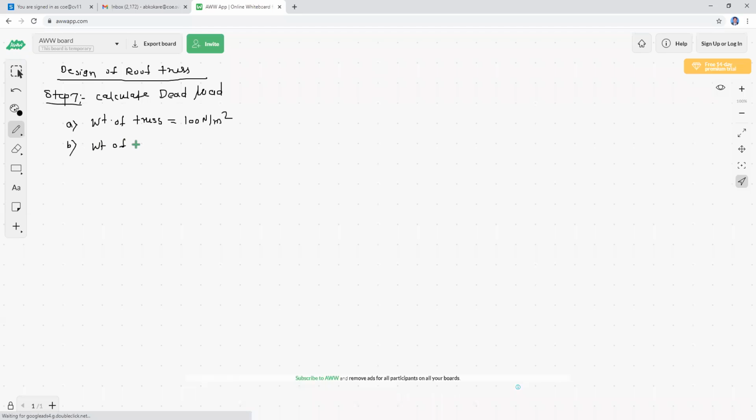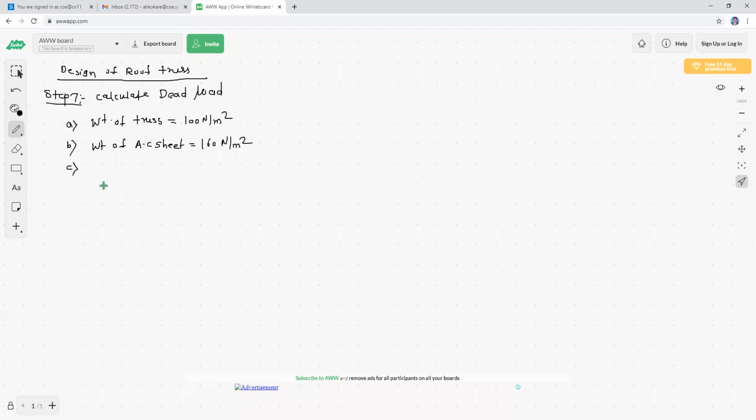Then the second type of dead load is the weight of AC sheet. Which type of sheet is given in the problem statement? Weight of AC sheet is given. Please read the problem statement. The weight of AC sheet is 160 Newton per meter square.